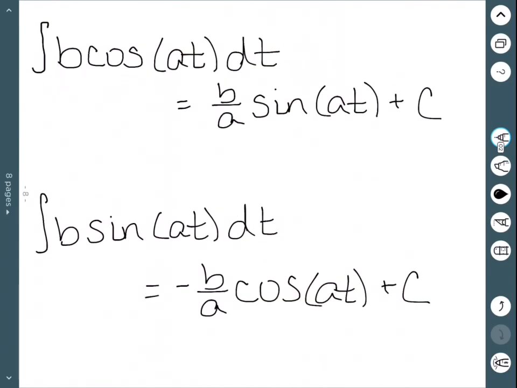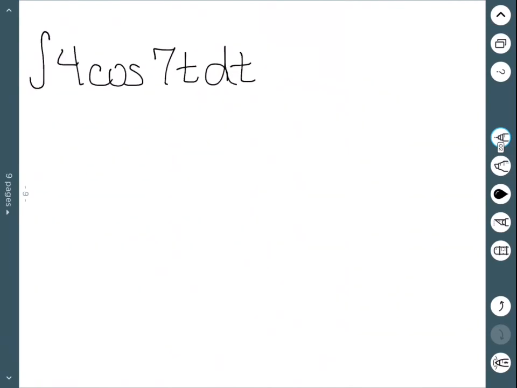Looking at trig functions, the integral of b cosine at dt would be b over a sine at plus c. And the integral of b sine at dt is -b over a cosine at plus c. The main takeaway here is if we have a number with our variable inside of a sine or a cosine, we need to divide by that number whenever we take an integral. As an example, the integral of 4 cosine 7t dt would be 4 over 7 sine 7t plus c.